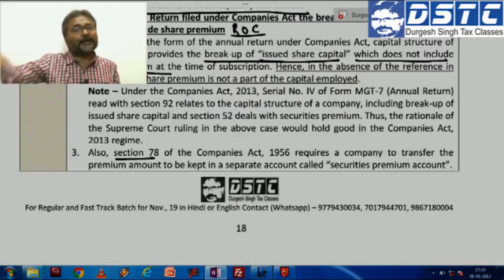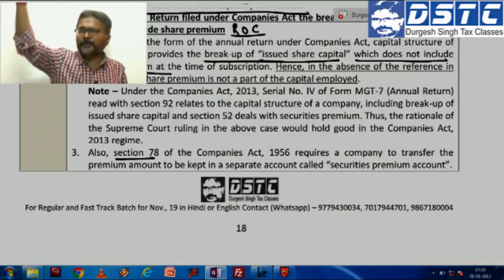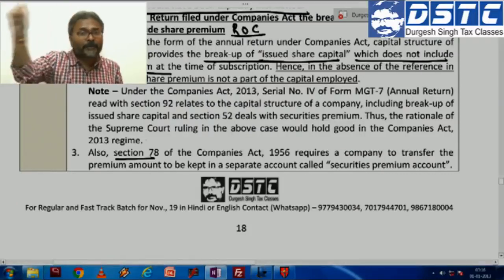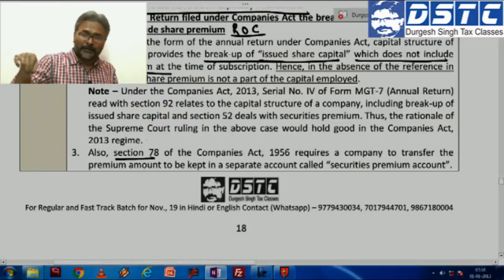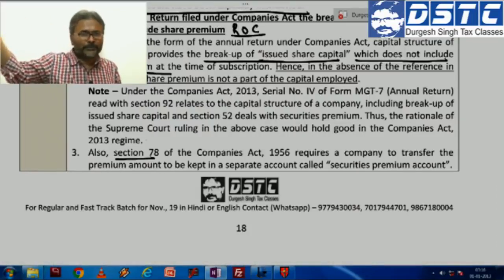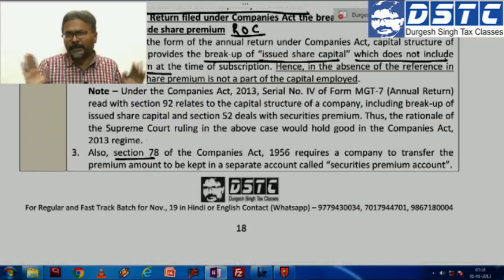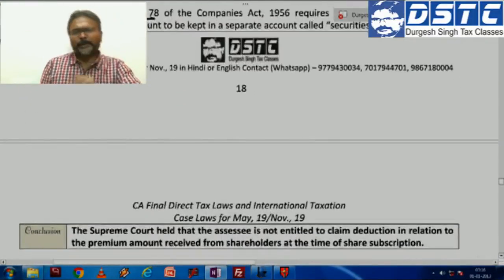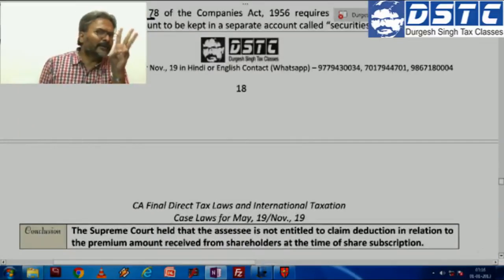Like share capital amount can be used for the purpose of expansion of business and all, but share premium amount can never be used. In fact, you cannot use the share premium account even to make the payment of dividend, and this is the reason why section 78 also puts the bar. So therefore you give the 3 reasons for it.